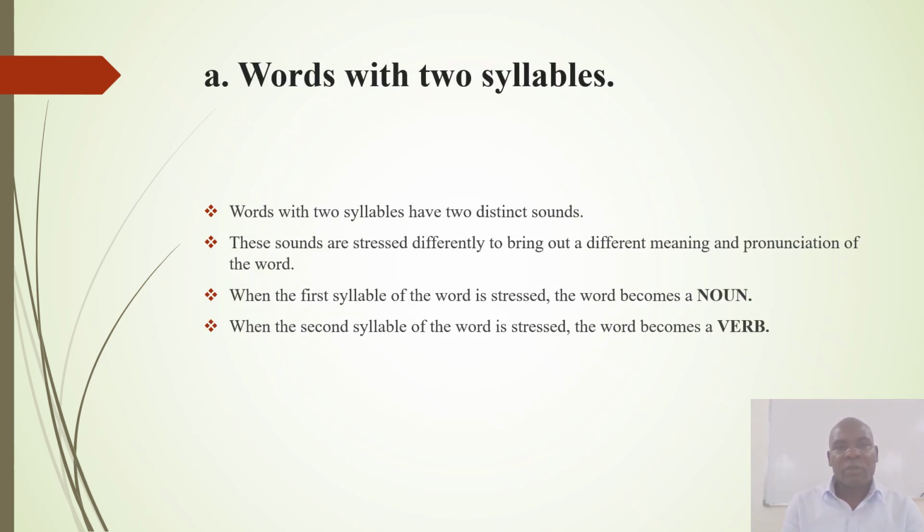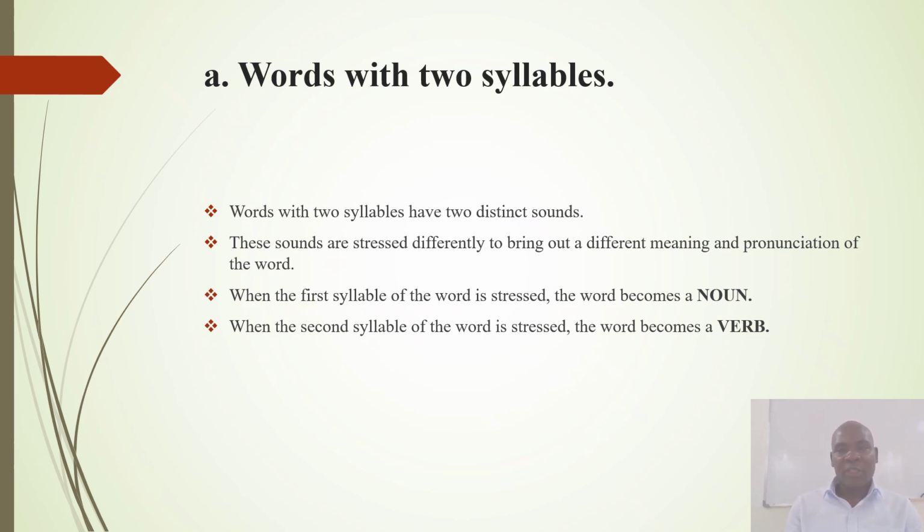Part A, we want to start with words with 2 syllables. Words with 2 syllables have 2 distinct sounds, or 2 syllables, like I've said. These sounds are stressed differently to bring out a different meaning and pronunciation of the words as used in English. So we are looking at what happens when we stress the first syllable in words with 2 syllables, and what happens when the second syllable is stressed.